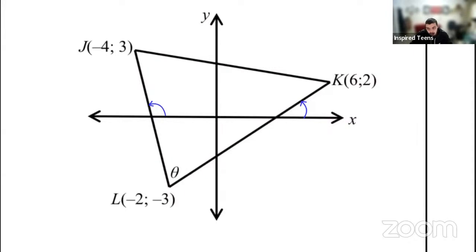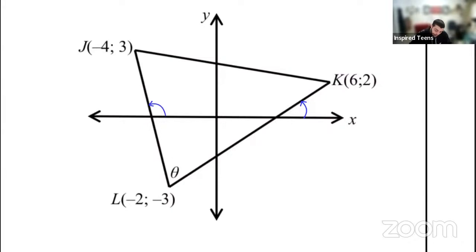That's step number one: identify the angles that you can solve using gradient, which are these two that cross the axis. Number two, see how you can relate those angles with the angle you need to solve. So again, I'm going to call this one beta and this one alpha.